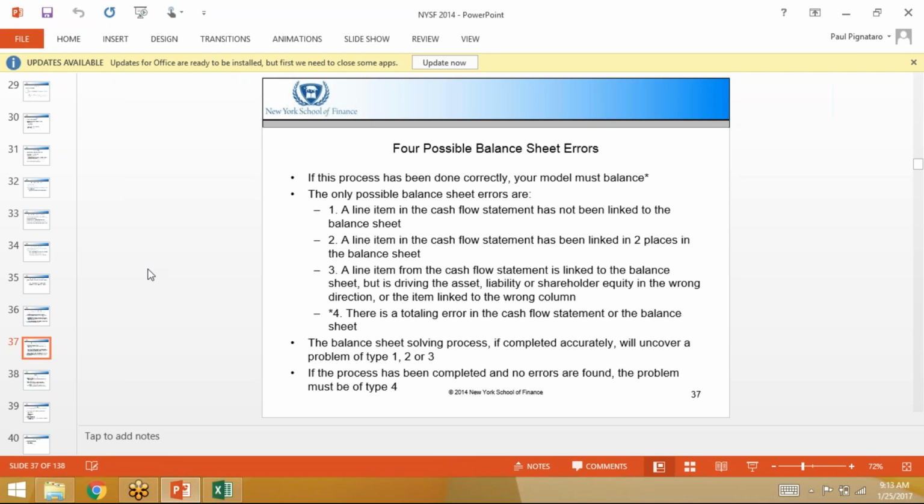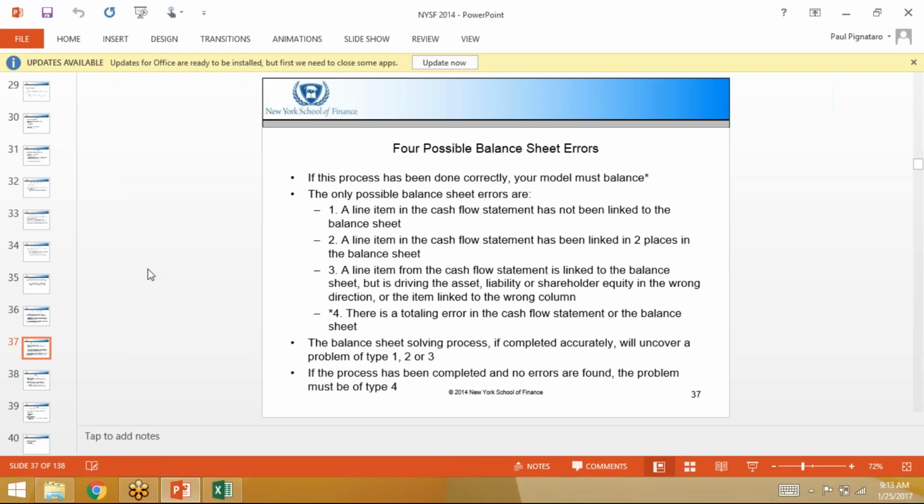Second problem. Maybe the cash flow statement line item is linked to the balance sheet, but it's accidentally been used twice, in 2 places. A balance sheet stays in balance when each and every cash flow statement line item links to the balance sheet once and only one time. So again, checking things off as you go down is a way to prove this. If you check off other operating activities because you've used it in other current assets, and then you go down to other current liabilities and think, oh, I could use other operating activities, but then you realize you've already used it, that would avoid this problem of type 2.